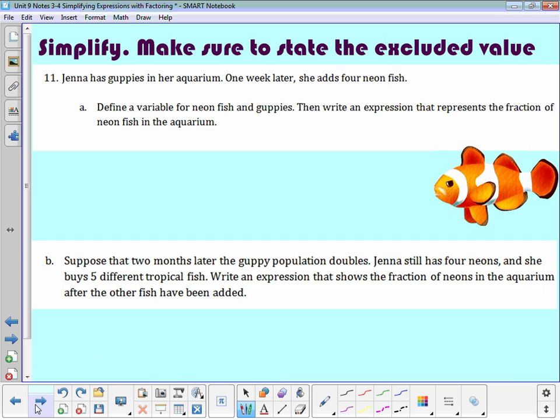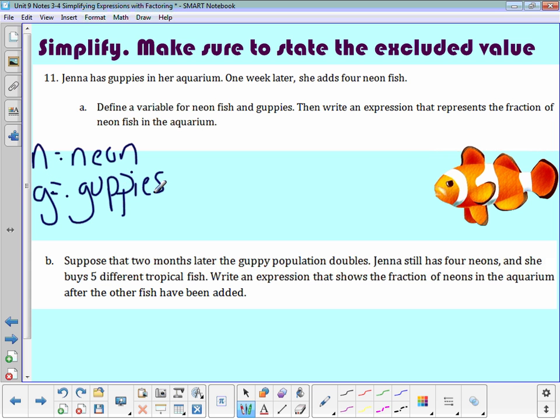All right, let's take a look at this word problem. Jenny has guppies in her aquarium. 1 week later, she adds 4 neon fish. Define a variable for neon fish and guppies. So I'm going to let n equal neon fish. I'm going to let g equal guppies. Then write an expression that represents the fraction of neon fish in the aquarium.